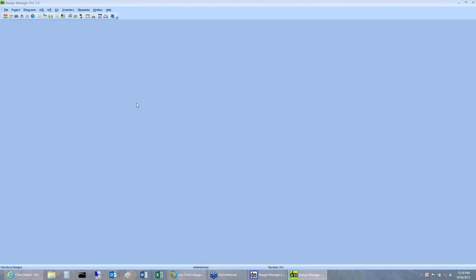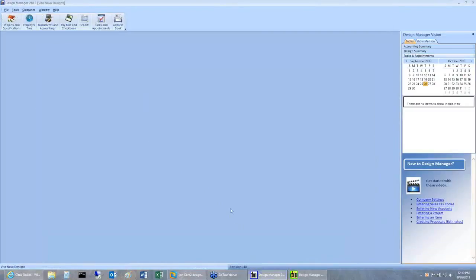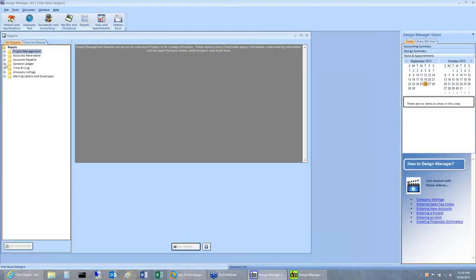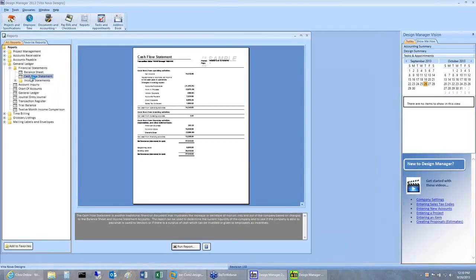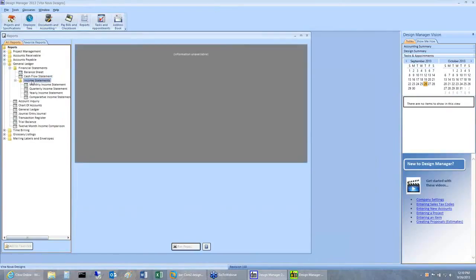So first of all, the financial statements are found under Reports. This is Design Manager Standard right here. If I click on Reports, I would go under General Ledger, Financial Statements, and then I have my balance sheet and my cash flow statement, or sometimes called Statement of Cash Flows as well. And then I have several types of income statements I can print. And income statement is also known as profit and loss.